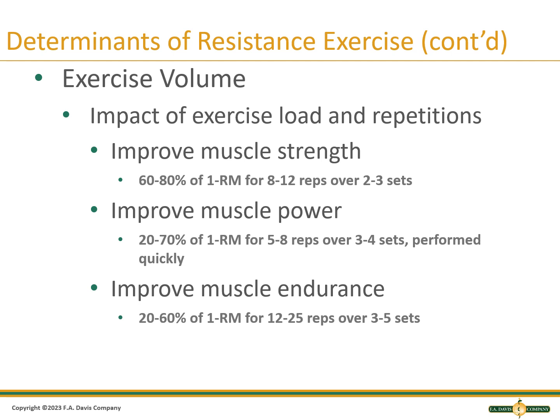And if our goal is to improve muscle endurance, then we're going to have a lower intensity resistance, so 20 to 60% of our 1 rep max for 12 to 25 reps, so a higher number of repetitions, over 3 to 5 sets. And so that's going to be our mid-range to higher level of repetitions. Again, because the goal is to increase how much time the muscle can work over, we need to have lower force but an increased overall volume.